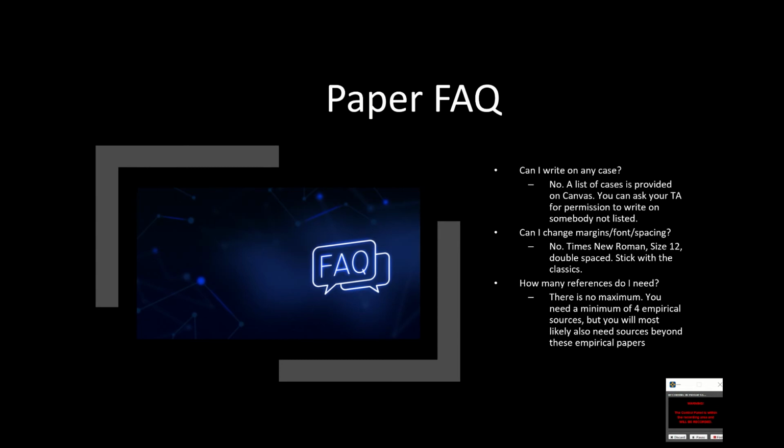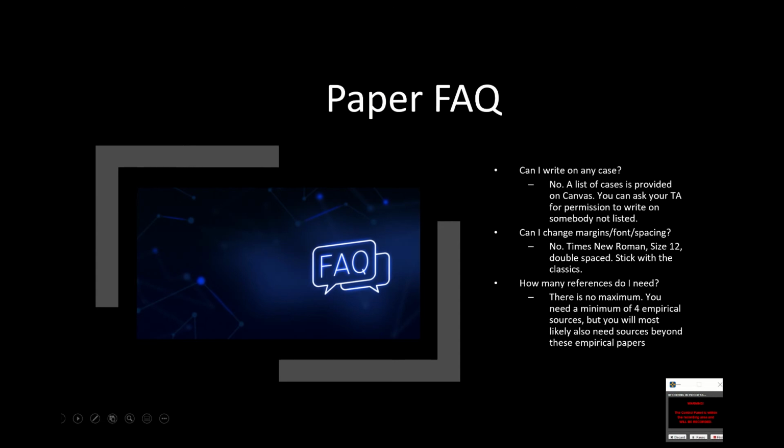You cannot just write on any offender that you've come across in your readings or in your studies. A list of cases has been provided on Canvas. You're also allowed to ask your TA for permission to write on somebody that's not listed. You need to actually go and get permission from your TA or from myself.